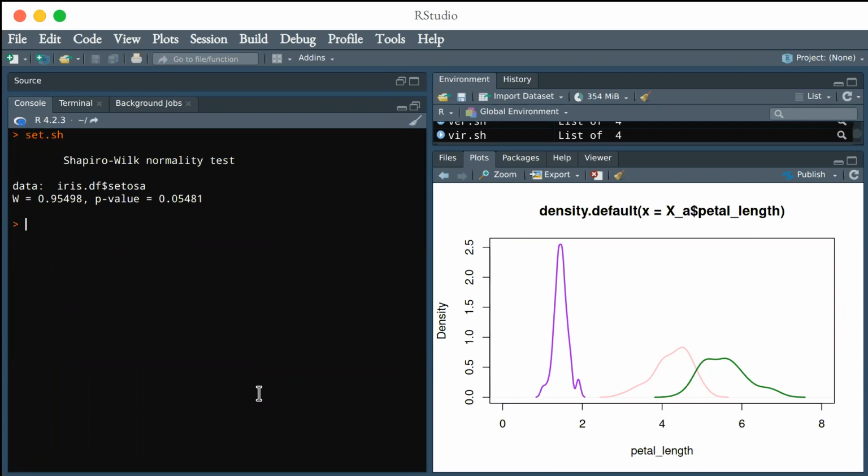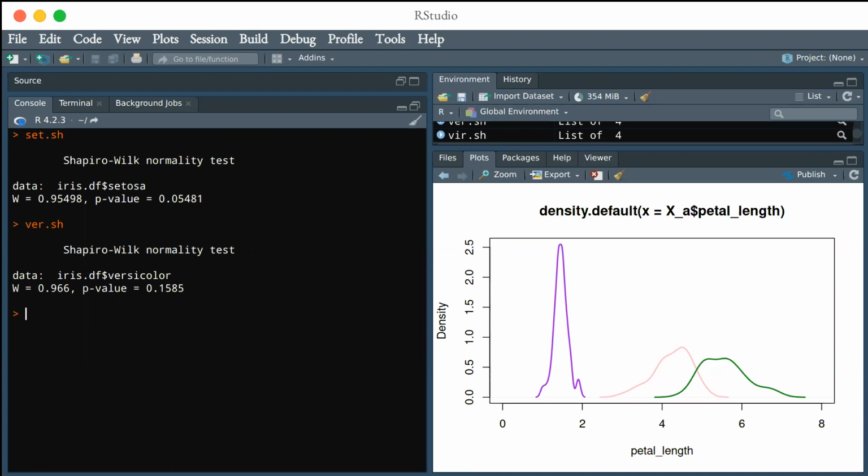Setosa result, I get 0.05481, slightly over 0.05. Seems like a borderline case. Let's just assume it's normal. Still it's over 0.05. But in practice, I will say that we need further investigation.